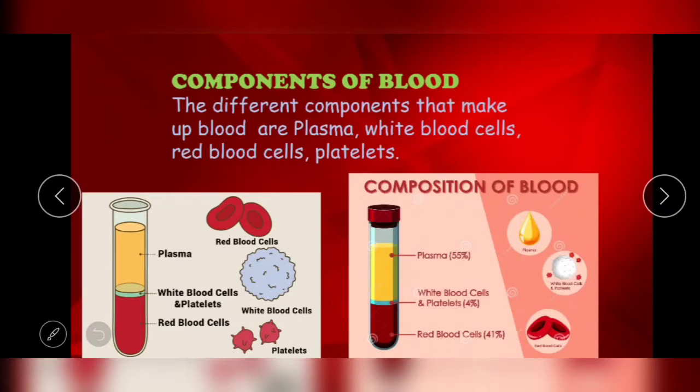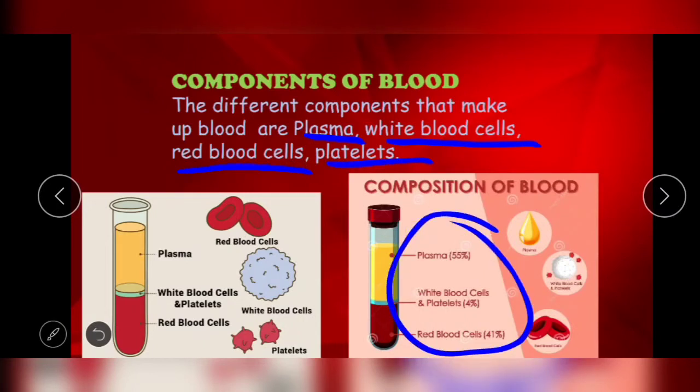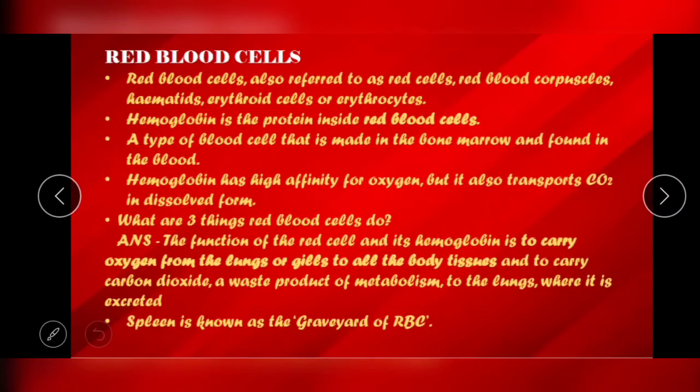If we see the composition of blood, we can see four main substances: plasma, white blood cells, red blood cells, and platelets. Here we have the composition. Plasma is 55%, white blood cells and platelets together are 4%, and the red blood cells are 41%. Through this picture we are clear that plasma is more than all the other components. Okay, so let's see each component, why it is important, why it is in the blood.